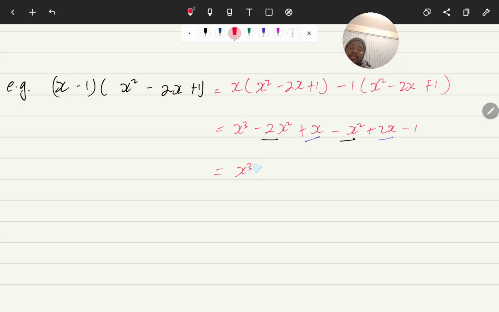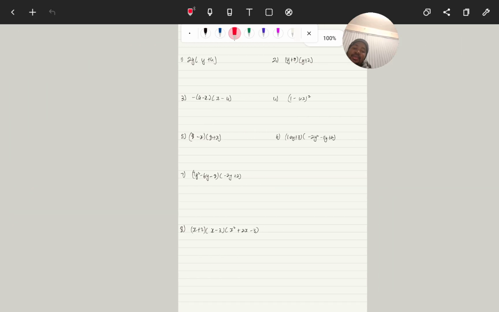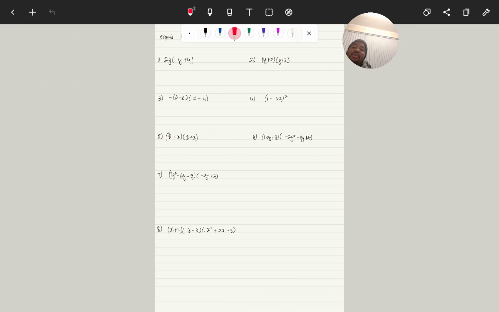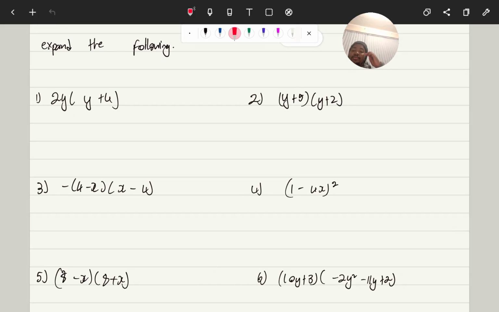We have x to the power of 3. This one is gonna be minus 3x squared, and then here you have a plus, that will be plus 3x, nice one. And then we have minus 1. Then boom, you are done. You are done. Let's see what we have next. So we're gonna do these examples, and then it will be the end of the video.